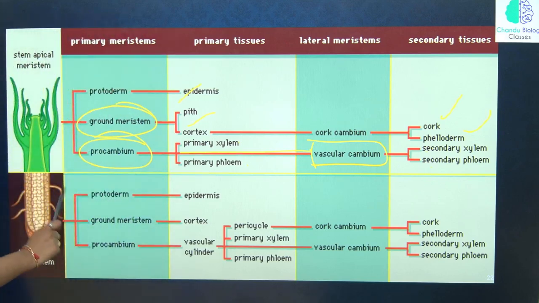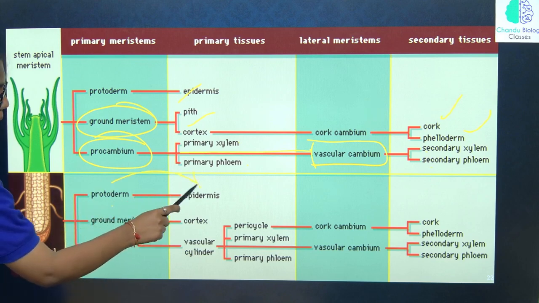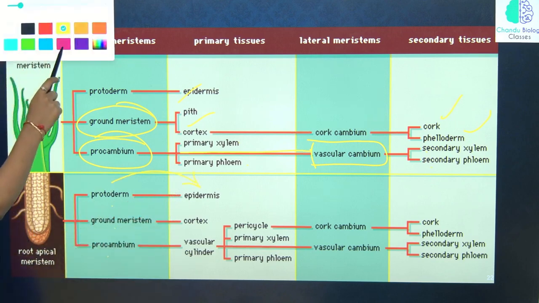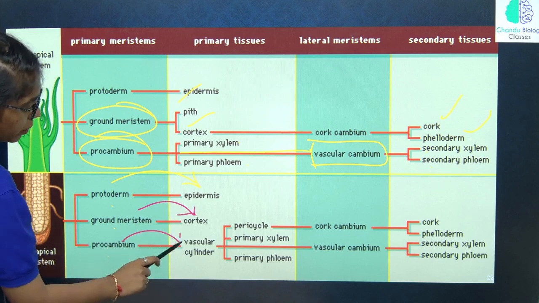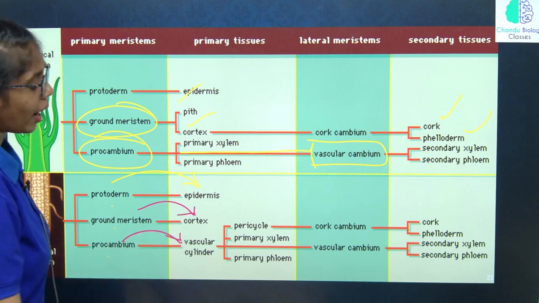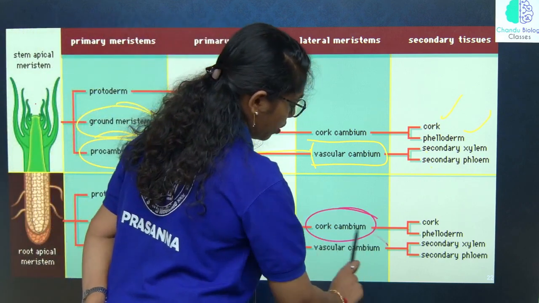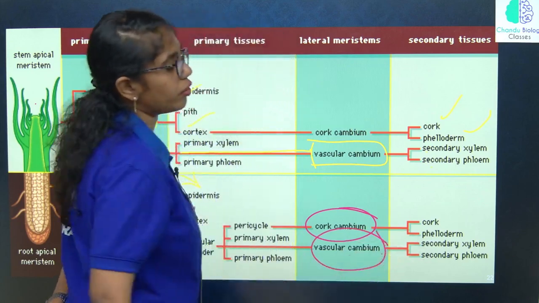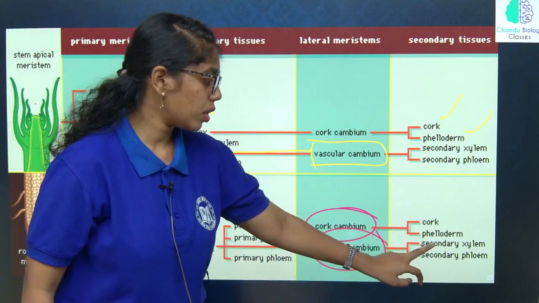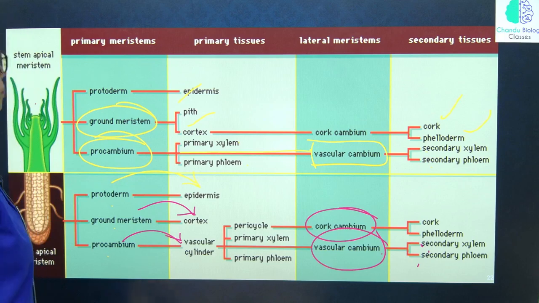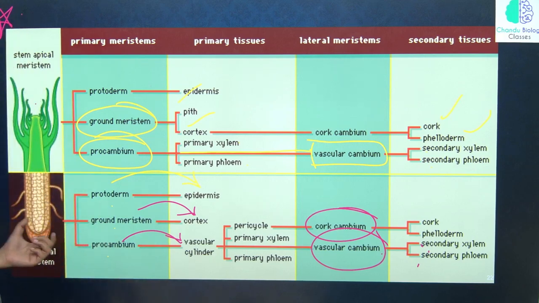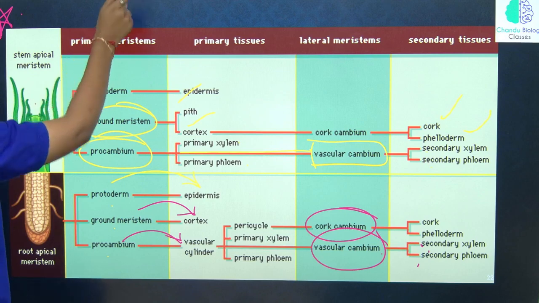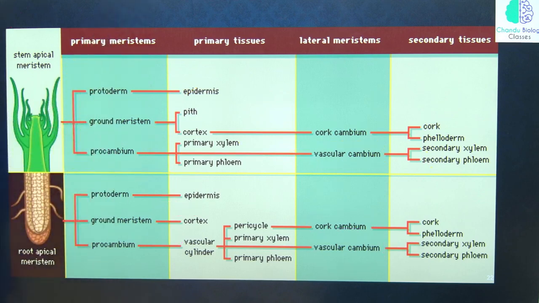In root, if you see, protoderm, ground meristem and procambium. Protoderm to epidermis, ground meristem into cortex, procambium into vascular cylinder. Of course, here cork cambium and vascular cambium lead to the formation of cork, phelloderm, secondary xylem and secondary phloem. All the points we have discussed already, but here it is in a tabulated form. If you want to take a screenshot of it, you can.